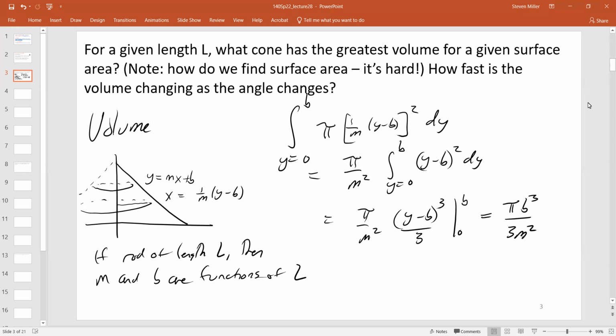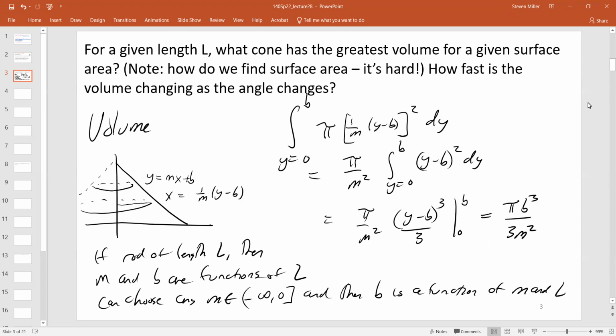Well, one of them is easier than the other. Can I choose anything I want for the slope of the line? If I have slope 0, is that possible? That's just a horizontal line, right? And then my slope is going to have to be negative. So I can just keep having the slope going down until negative infinity. I can take anything. So M actually ranges freely. And then B is going to be a function of M and L. So really, I can choose any M from 0 to negative infinity, and then B is a function of M and L.